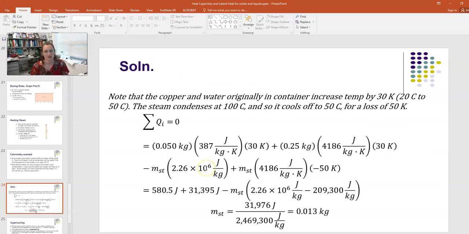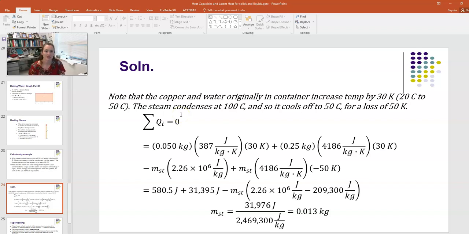So here's my solution. Okay? The copper and the water originally in the container are going to increase their temperature. The steam is going to condense first and then cool off. Now, the final temperature of the system is set, okay? It's saying how much steam to get it to reach 50 C, okay? So here we go. I'm going to sum up all the heats from all the contributions, and I'm going to set those equal to 0, assuming no heat is lost or gained from the system. Basically, it's a well-insulated system.